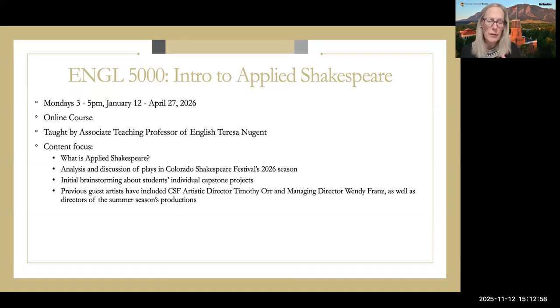What are the big issues that are in this play? And we really have a lot of fun just sort of grappling with these early modern texts and their applicability to our current 21st century scenario.